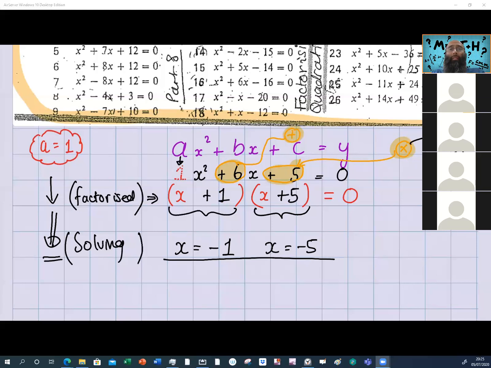The solving is quite easy because you're just reversing whatever's in the brackets. If you see a plus 1, you write minus 1. If you see a plus 5, write minus 5. If you see a minus 6, write plus 6, and so on. So the solving part is quite easy, especially in these circumstances. Again, I keep on saying, every a is equal to 1. This is the basics of the quadratic. We're going to move on to 2s and 3s later on, and those are slightly different in how we do them.